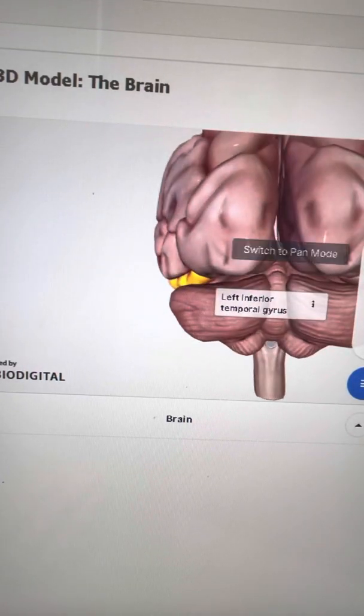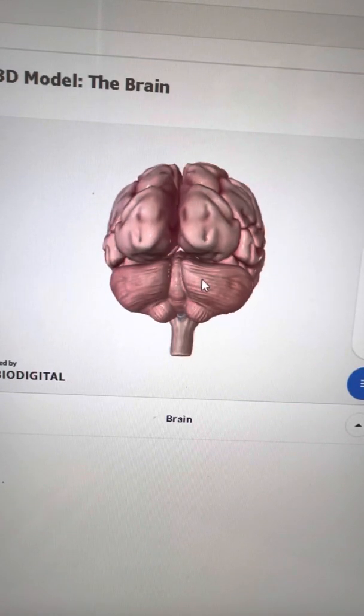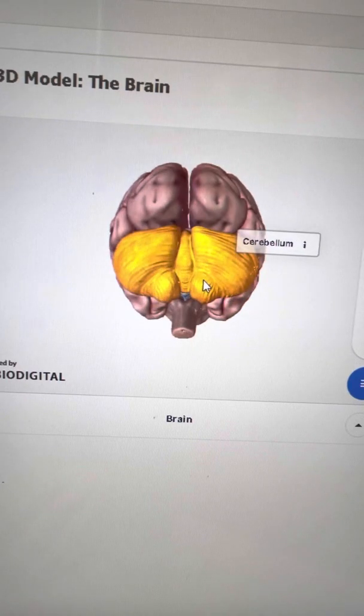Moving forward here from the back, let me recenter this, turn this guy. Right in this area here is the cerebellum. The cerebellum is a major structure of the hindbrain that is located near the brainstem. This part of the brain is responsible for coordinating voluntary movements, also responsible for a number of functions including motor skills, such as balance, coordination, and posture.